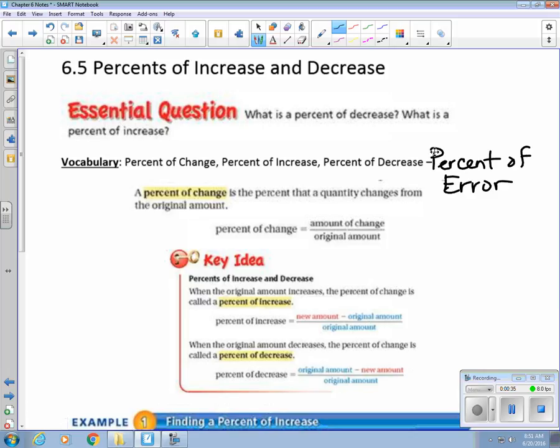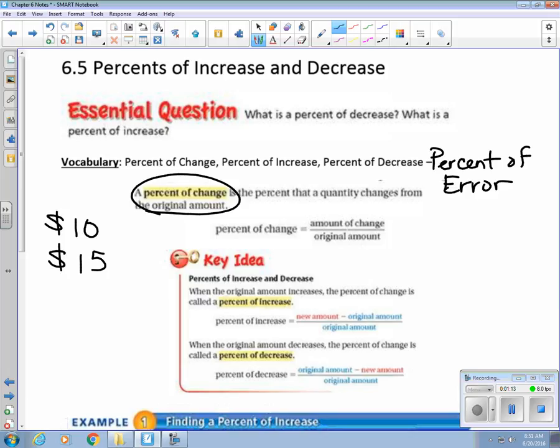So let's start with a percent change. A percent change is the percent that a quantity changes from the original amount. So just let's say, for example, that at the beginning of the day we had $10, and at the end of the day we had $15. And if we want to know what the percent of change is from $10 to $15, what we're actually thinking about is how much did it change from the beginning to the end, and that amount, what would it be as a percent of the original?